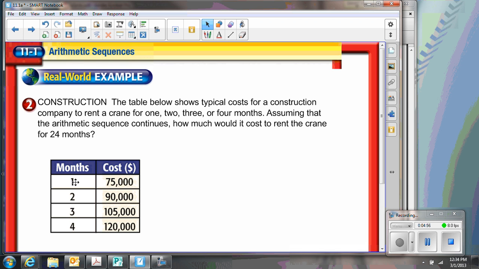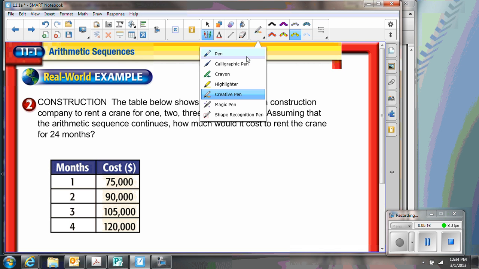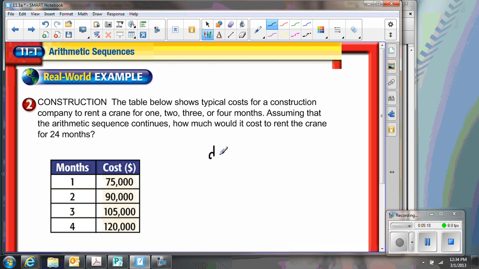As I can see from the chart, it's listed by months and the cost. The months are pretty obvious, they go up by 1. The cost, I might have to do a little bit of thinking. That's from 75 to 90,000, 90,000 to 105, 105 to 120. Looks like my common difference for the cost is simply 15,000. Now, I want to know how much this will be for 24 months.